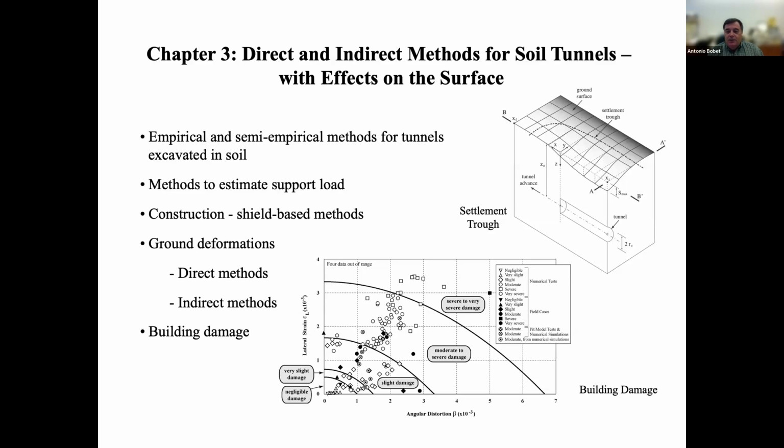Then we get a little bit into the construction of these tunnels, particularly shield-based methods, because this is the method that is mostly used in soils. And then we get into how we estimate the ground deformations.